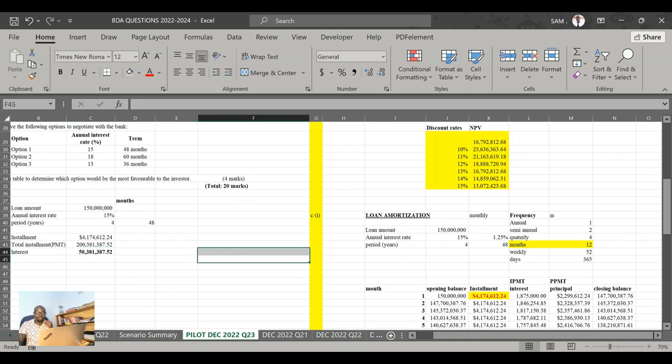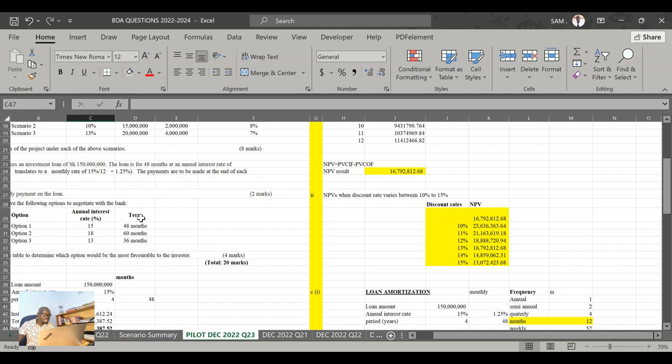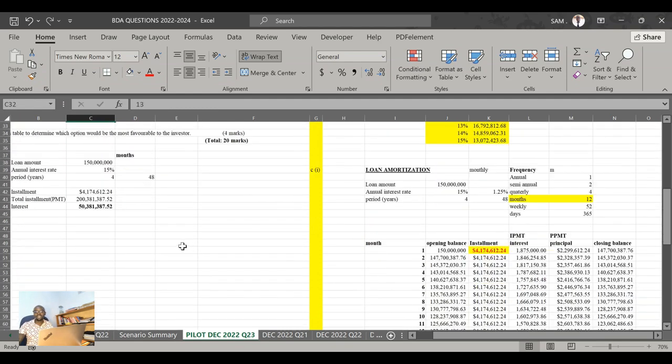Now, how do we use a two-way data table so that we vary the two variables at the same time, and get the effect it has on the total interest to be paid? Because as an investor, you will choose the option where you pay the least amount. I want us to bring the variables. Which variables are those? The loan term, which varies from 48, 60, and 36, then the interest rate, which varies from 15 to 18 to 13. Those are the variables that are changing.